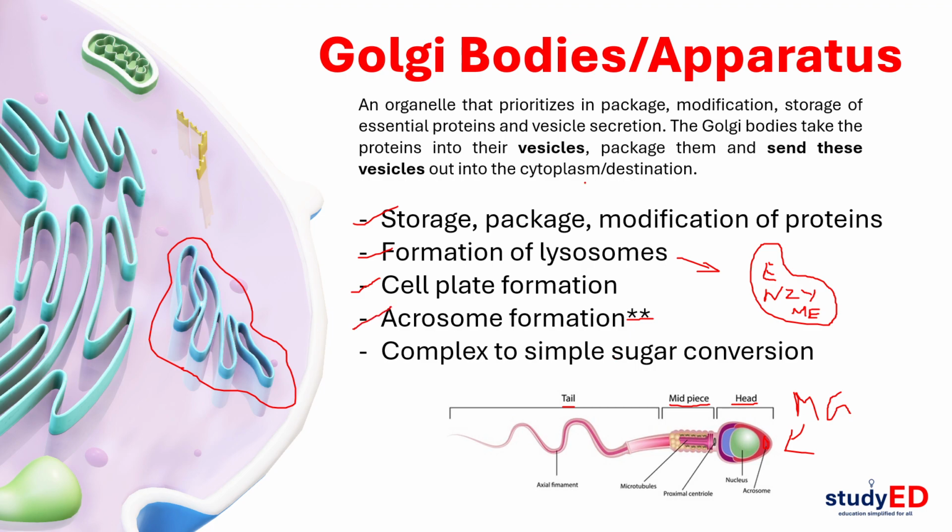And finally, converting a complex sugar to a simple sugar. Now, a cell cannot directly take in a complex sugar. It needs to break it down in order to ingest it and use it for its energy. That conversion is done inside the Golgi bodies. So that's it for Golgi bodies. Let's move on.